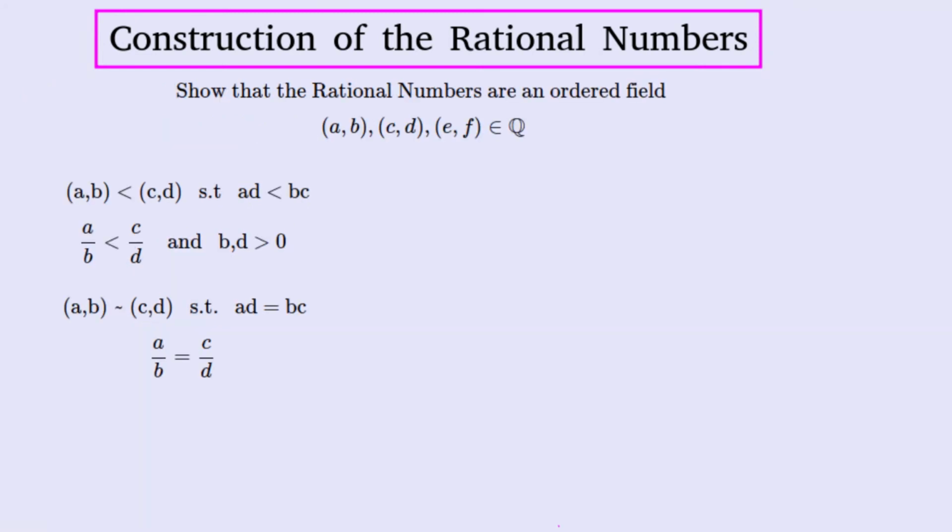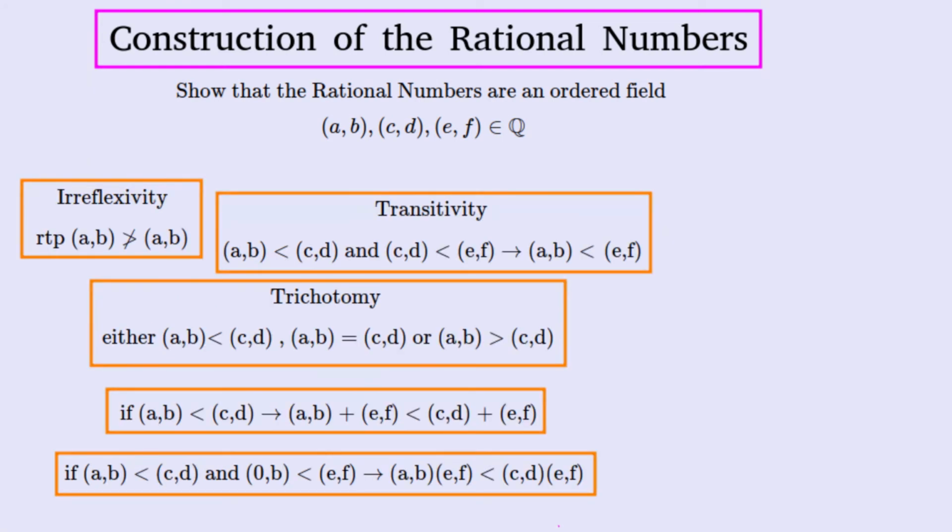So these are the definitions for less than and equality. Two fractions are equal if they are equivalent according to the equivalence relation. We can also define the greater than relation in a similar way as for the less than relation, when these two fractions have this relation. We can take the next step and prove that this set is an ordered field. We have to prove all of these axioms to do this.